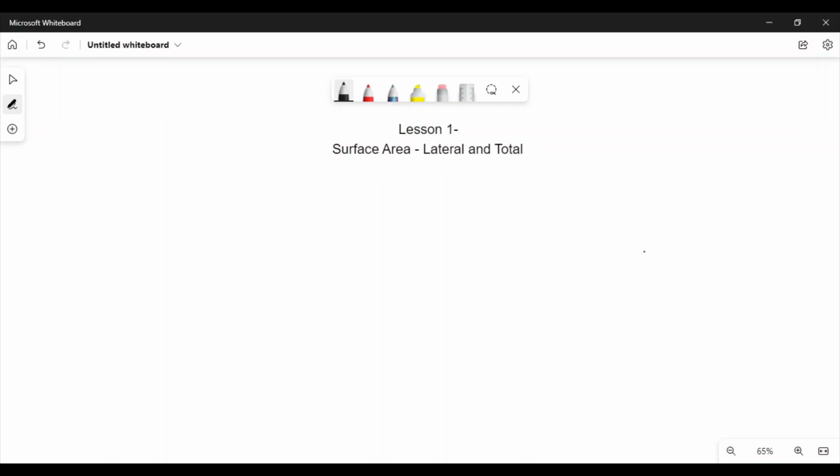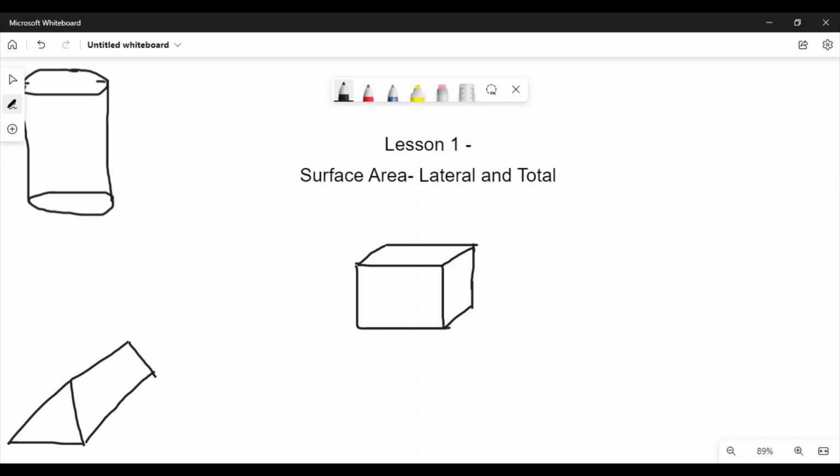Hello, welcome back. This is part 2 for surface area, lateral and total. So we're going to be continuing off from where we ended, and we're going to be doing lateral surface area. I'm going to do 4 as the length here. Let's do 1 as the width and 7 as the height.